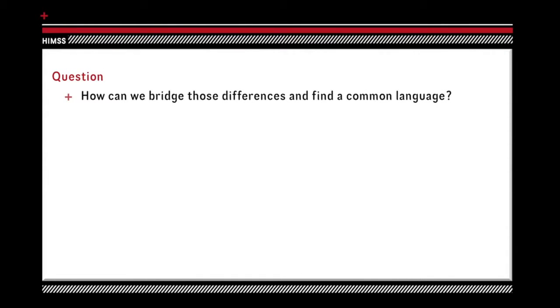Well, that would be the trick, right? So how do we bridge that gap and bring together? First of all, it's a recognition of the problem, right? That's the first step, recognize that we have a problem.